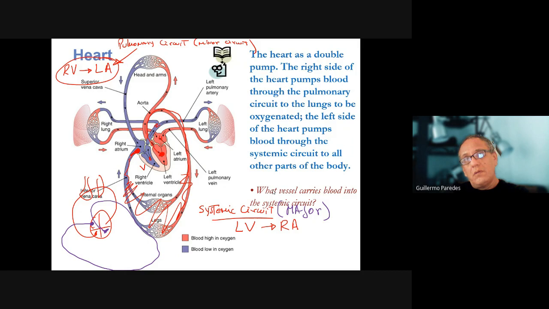And where are they going to end? They're going to end in the right atrium. It's the opposite of the pulmonary circulation. So if the pulmonary circulation starts with the right ventricle, the systemic starts in the left ventricle. If the minor circulation or pulmonary circulation ends in LA, the left atrium, the systemic ends in the right atrium, RA. You okay with that? Yes. All right, so don't forget that.